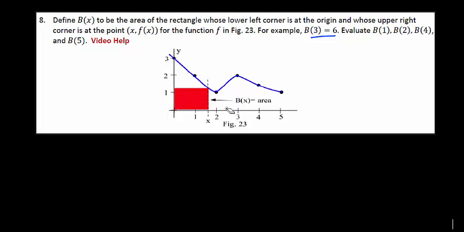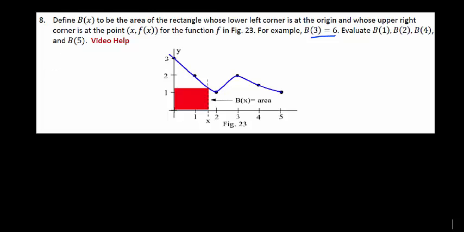Now, if you understand that and you think that you can go back through and complete that problem, I would take a minute, pause the video, and go back through and work B1, B2, B4, and B5 before you play the rest of this to see if your solutions are correct, because I'm going to go through it right now.